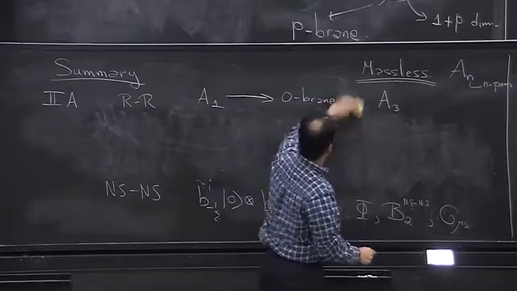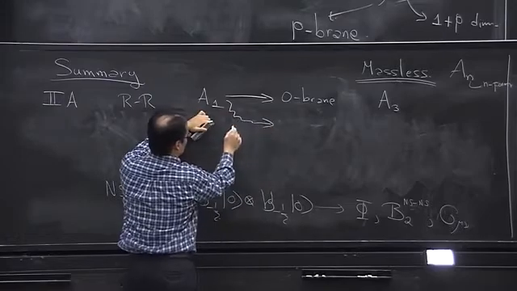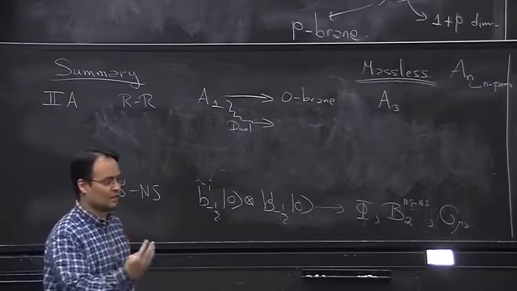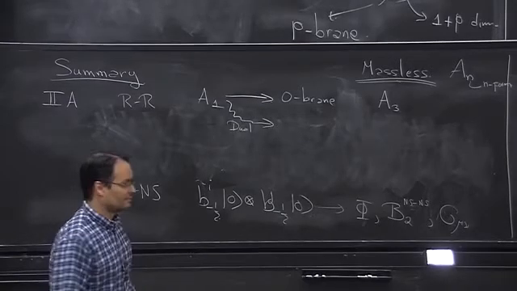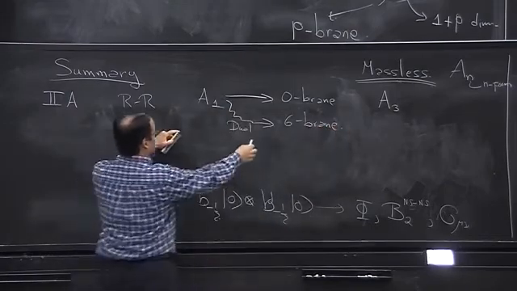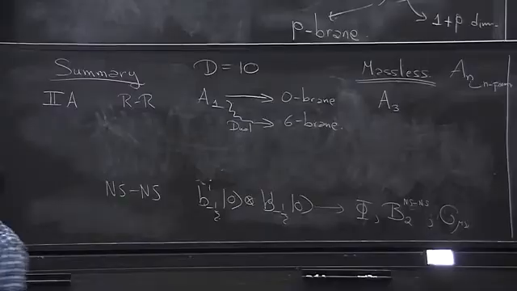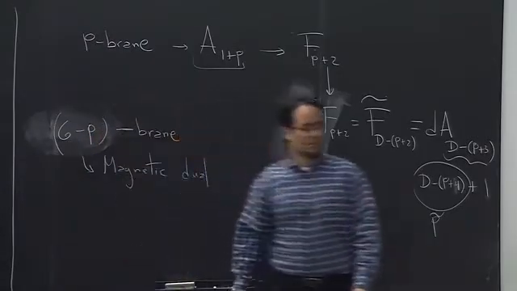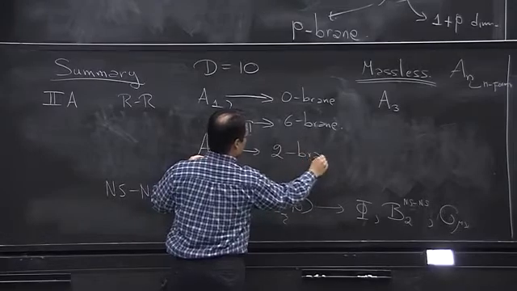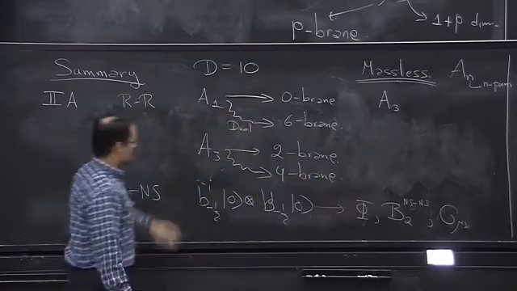So we can now erase this. What would be the dual object? The magnetic dual object. Very good. 6 brane. And the reason you know it is a 6 brane is because we have to use D equals 10 in that formula. And if we use D equals 10, we get that this is a 6 minus P brane, the magnetic dual. So we have an A3, and this guy gives rise to a 2 brane, and its magnetic dual will have to be a 4 brane. Okay?